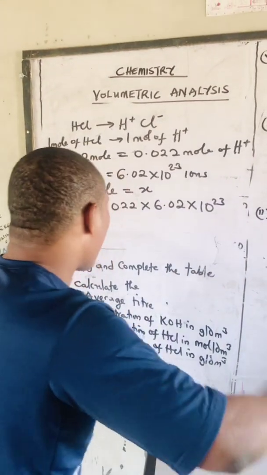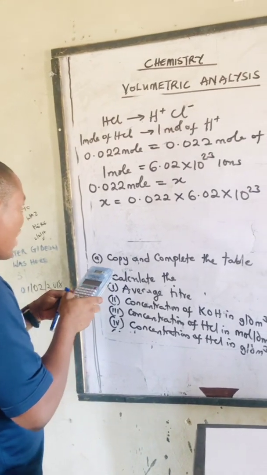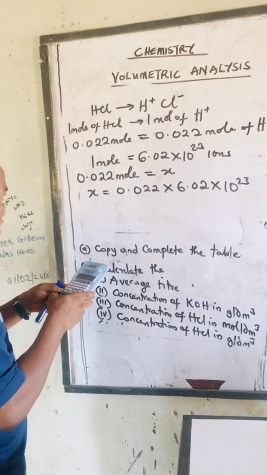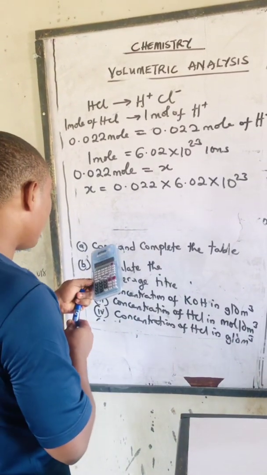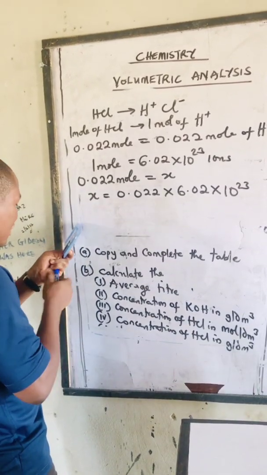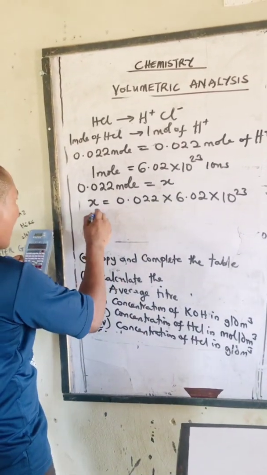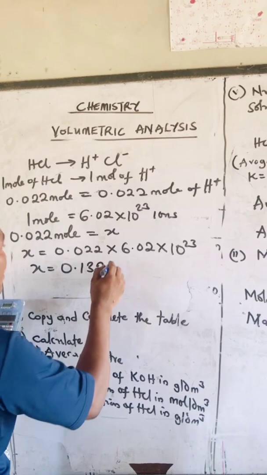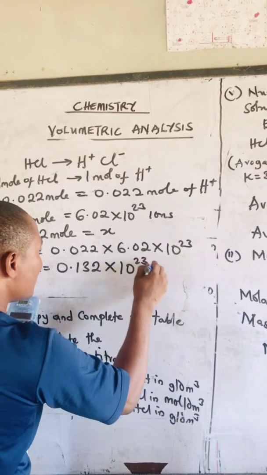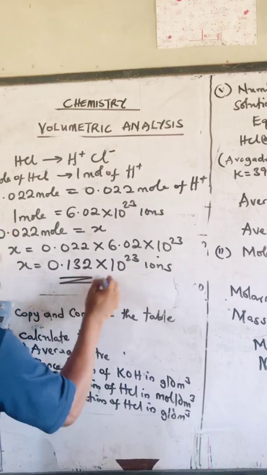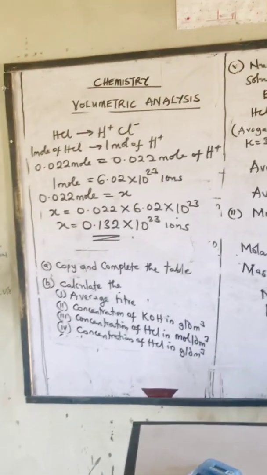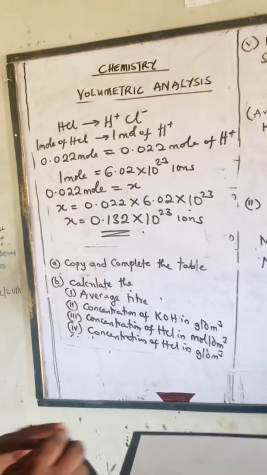So from our calculator, we have 0.022 times 6.02. So our number of hydrogen ion there will be X equal to 0.132 approximately times 10 raised to the power 23. And that is all for the first question. You can see it is very, very easy. Our alternative to practical is very, very easy.